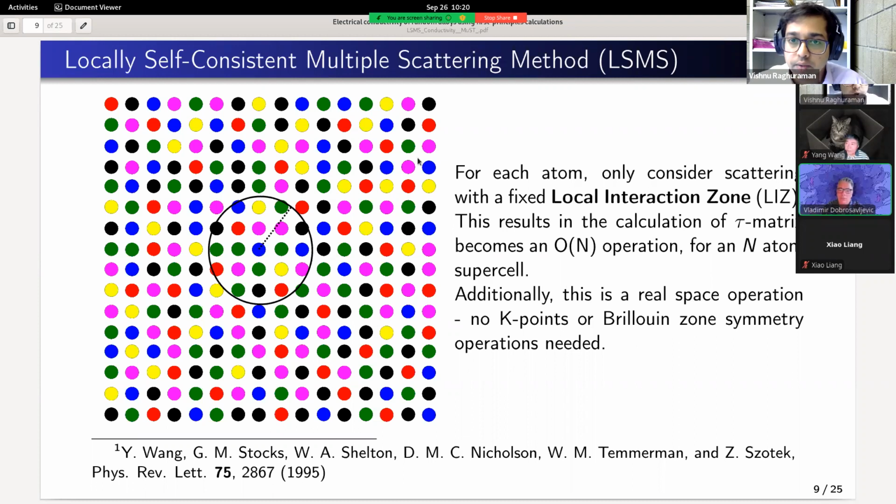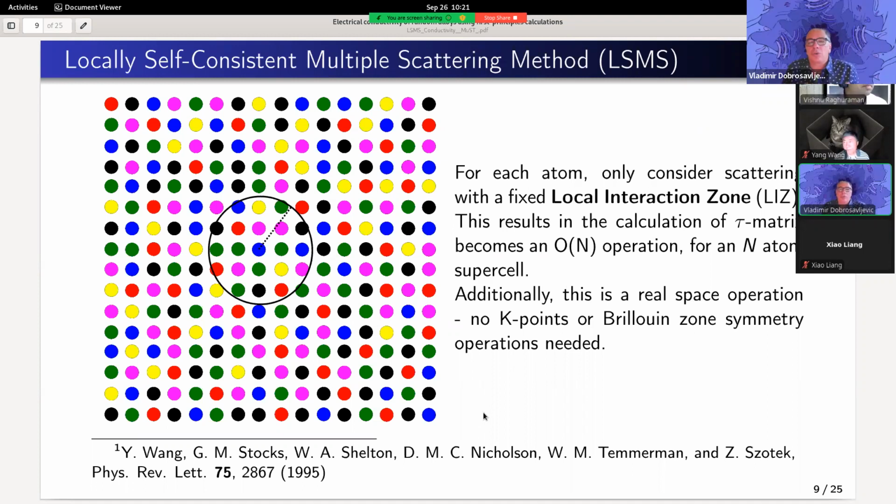So if you look at this black atom at the right-hand side corner, when you calculate the LIZ for that atom, you will take into account this red one that's to the left. So when you calculate the tau matrix, there will be periodic boundary conditions. But it's an entirely real space method. So there's no K-space involved.